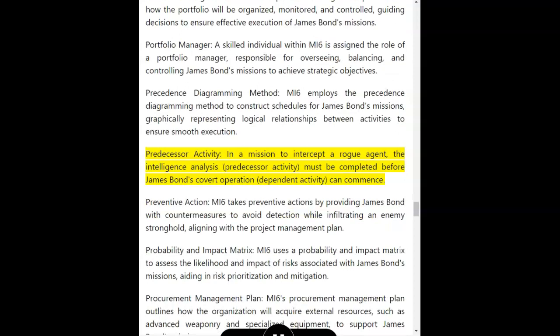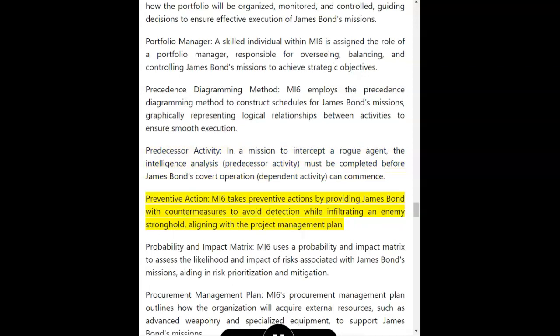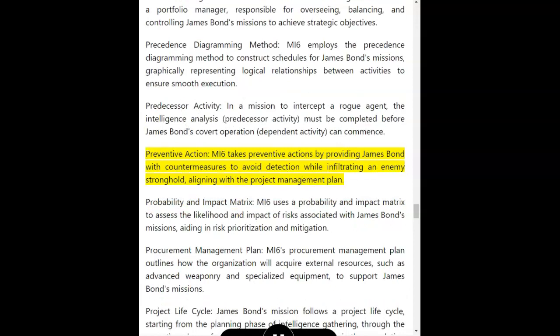Predecessor activity. In a mission to intercept a rogue agent, the intelligence analysis, predecessor activity, must be completed before James Bond's covert operation, dependent activity, can commence. Preventive action. MI6 takes preventive actions by providing James Bond with countermeasures to avoid detection while infiltrating an enemy stronghold, aligning with the project management plan.